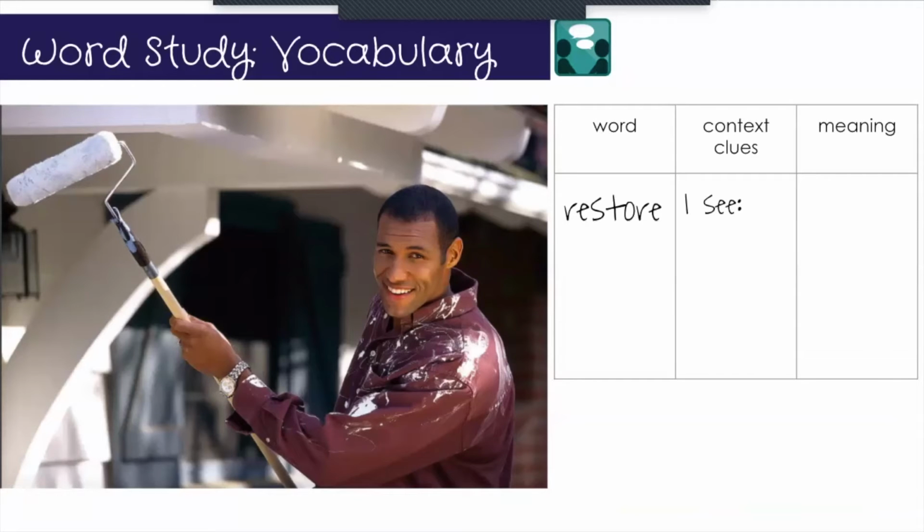All right, boys and girls, the next vocabulary word for this week is restore. Make sure we're writing that vocabulary word underneath the word clan. And under your context clues, write down some of the visual clues you see from this picture. When you're ready, click play and continue to the meaning.